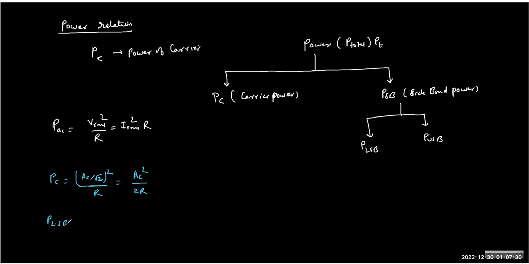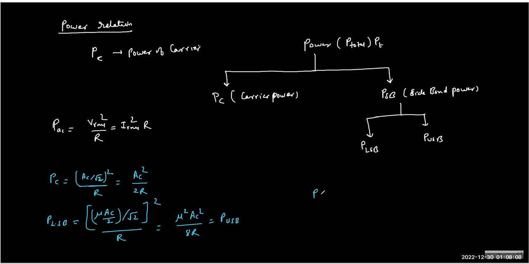What is the LSB answer? Any guess? Mu AC by 2 itself is the value, by root 2 is the RMS, whole square by R. So the answer is mu square AC square by 8R, right? Is this clear? And the same answer is for the USB, so I will not derive again. Let's check, is this correct?